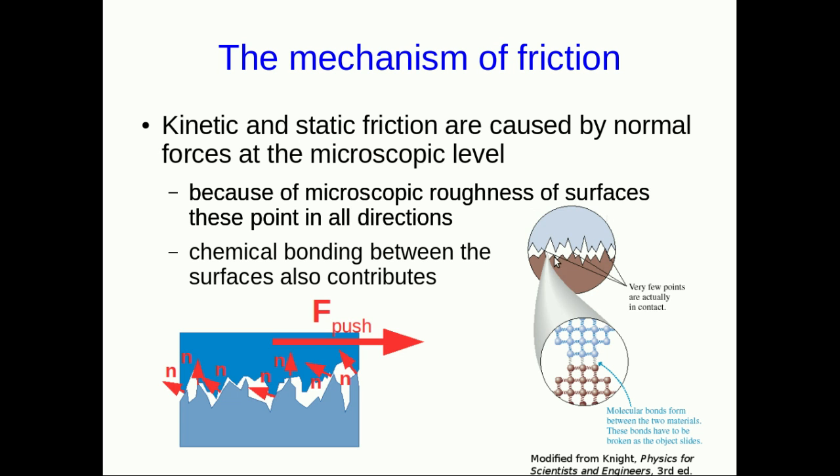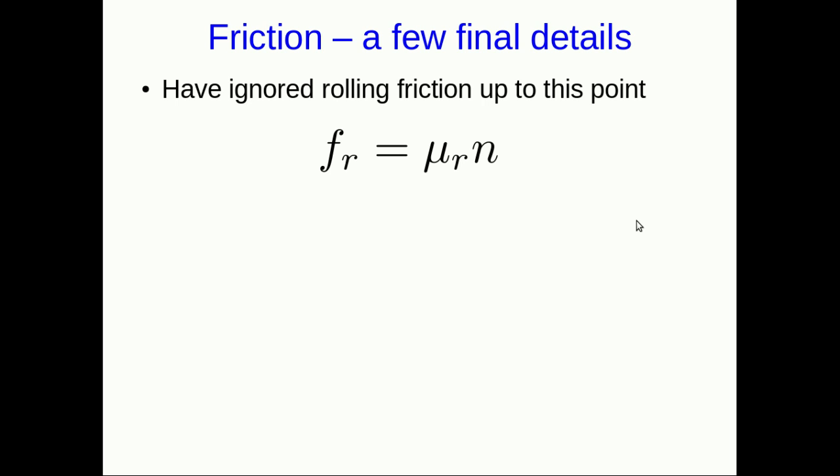Chemical bonding also plays a role. Wherever the surfaces do touch, molecular bonds will form, and one of the reasons static friction tends to be larger, or can be larger than kinetic friction, is that these molecular bonds form, and then you have to break them before the two surfaces will move. So friction still has a lot of tricks up its sleeves, and we will keep running into it as we go on.